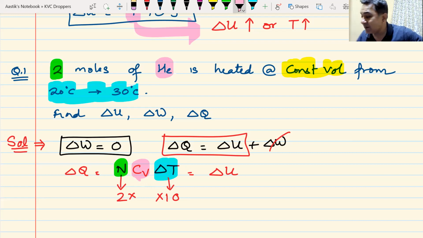Remember, this is helium. Helium is a monoatomic gas. We know the value of Cv for a monoatomic gas. And what is that answer? It is 3 by 2 R. Yes or no?